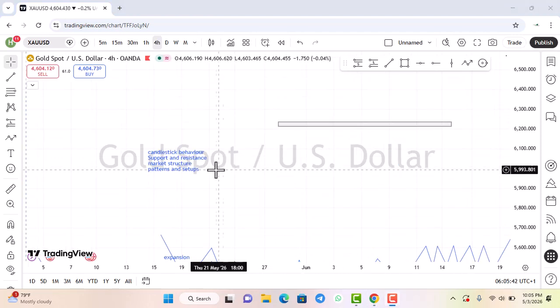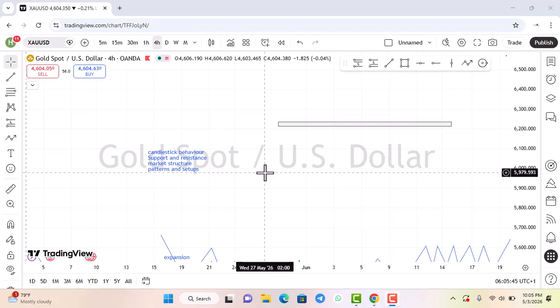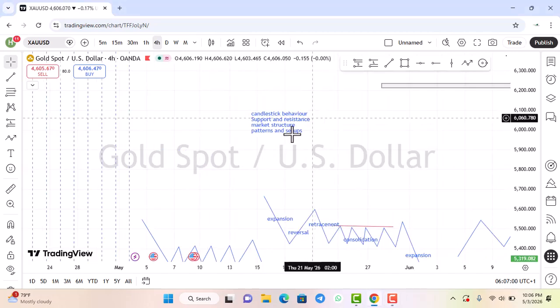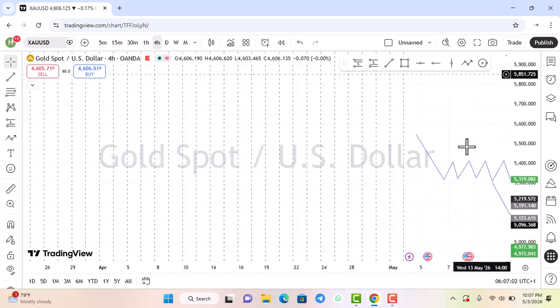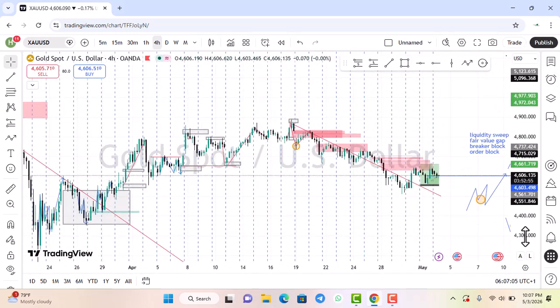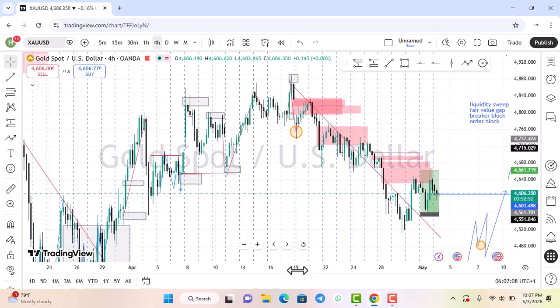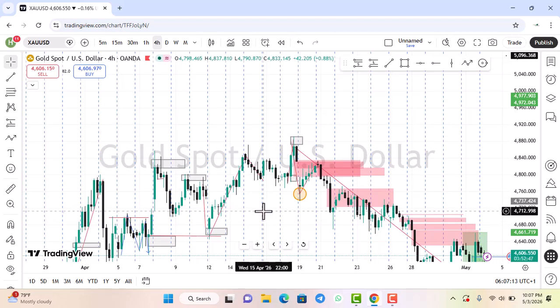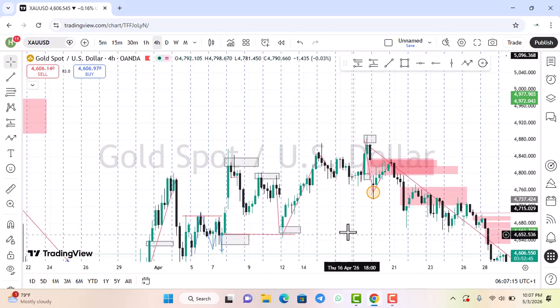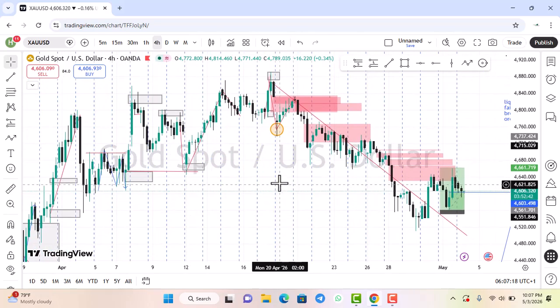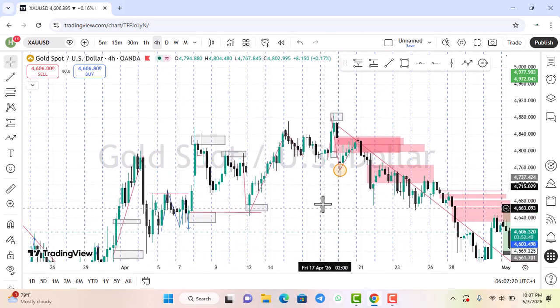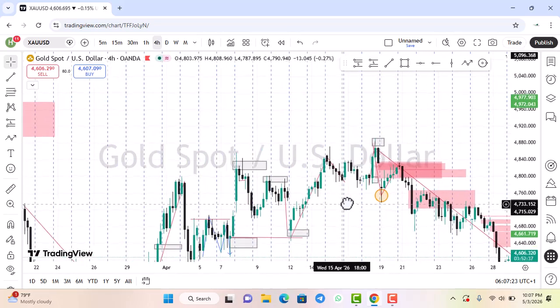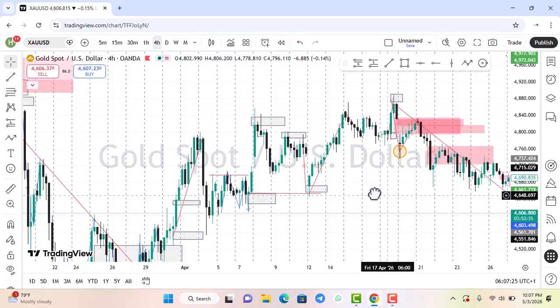So the major candlestick formations are bullish engulfing, right? Rejection candles. So let me show you bullish engulfing and rejection candles. These are the two major candle formations that we use to understand the context of the market, right? And the other one is candlestick closure, right? Candlestick closure. So let's look at bullish engulfing.